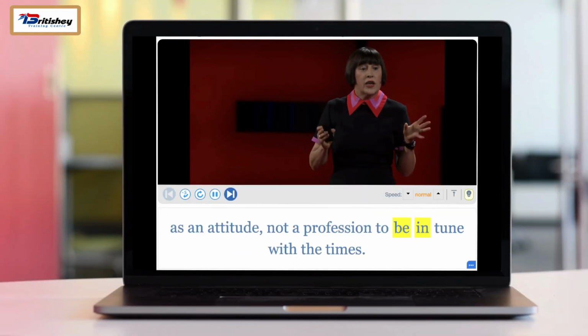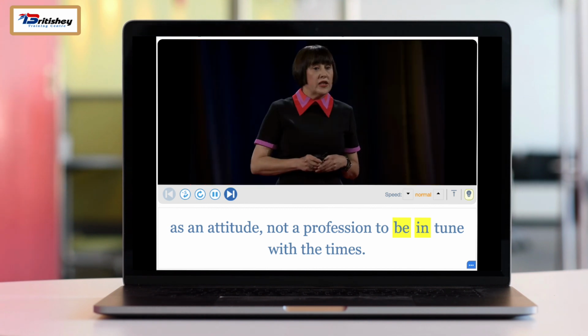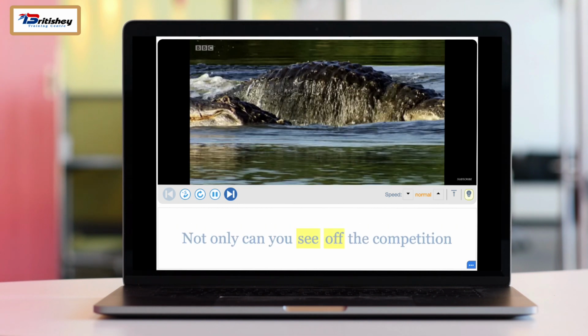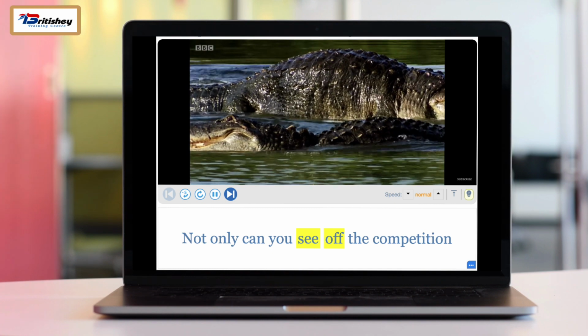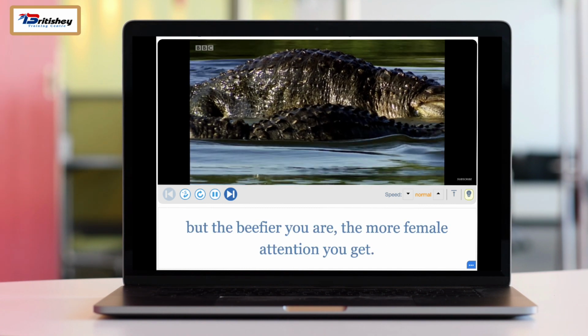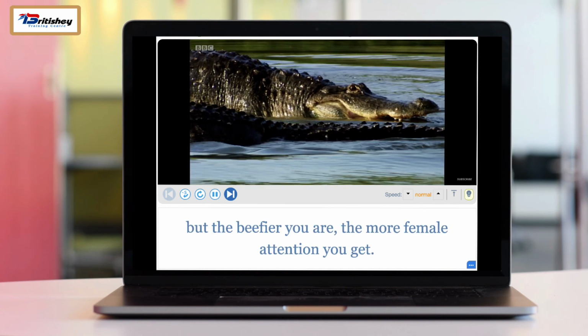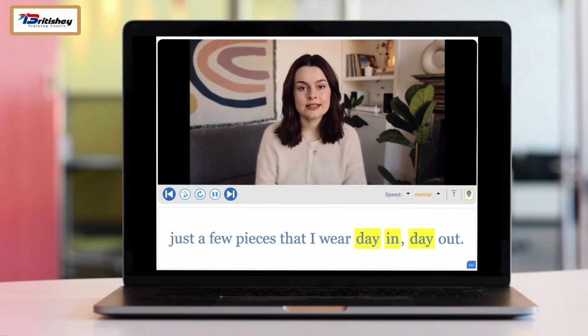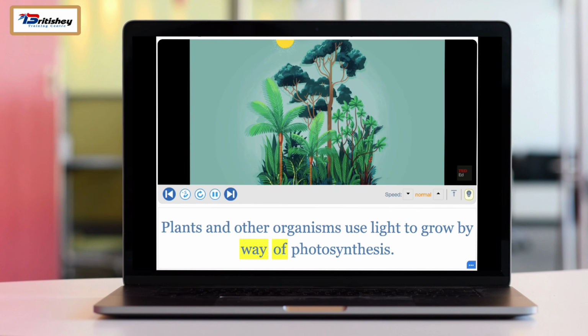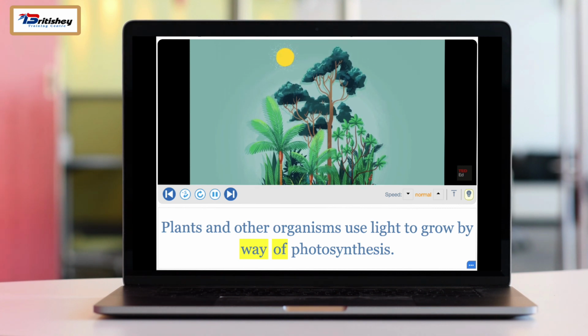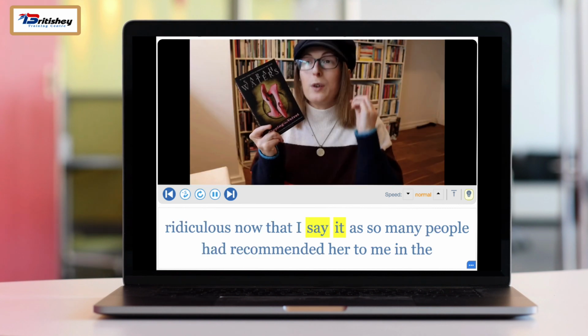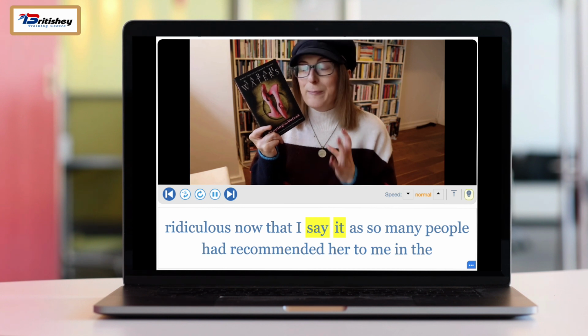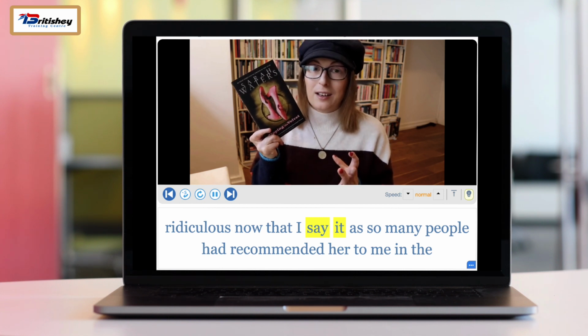As an attitude, not a profession, to be in tune with the times. Not only can you see off the competition, but the beefier you are, the more female attention you get. I love having a basic wardrobe of jewellery, just a few pieces that I wear day in, day out. Plants and other organisms use light to grow by way of photosynthesis. Ridiculous now that I say it. So many people had recommended her to me.